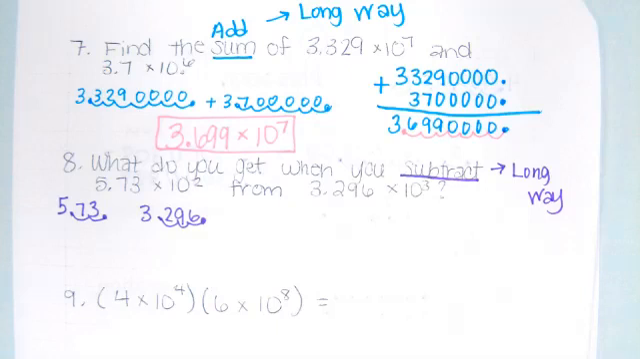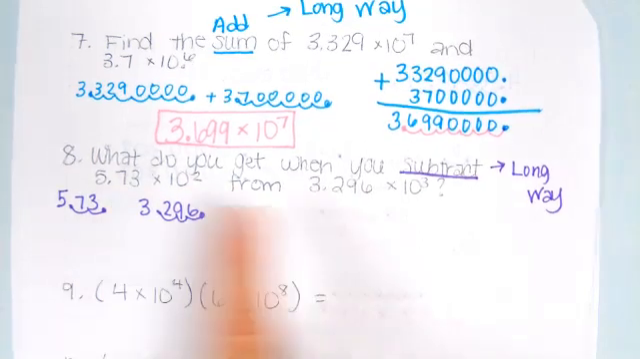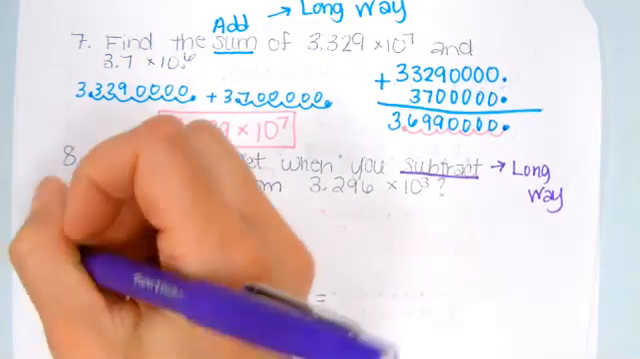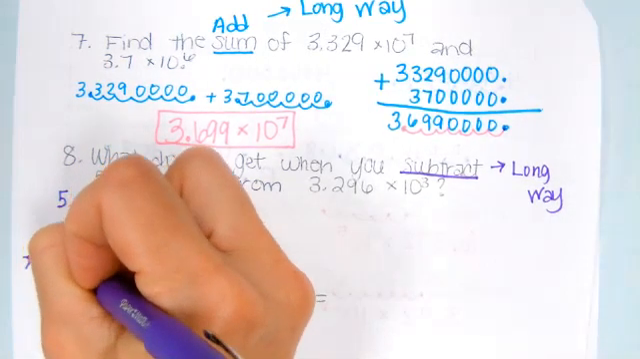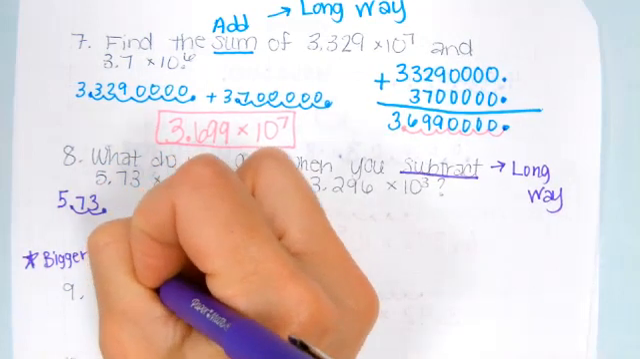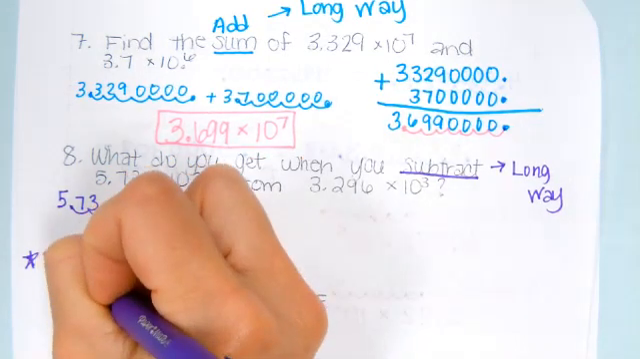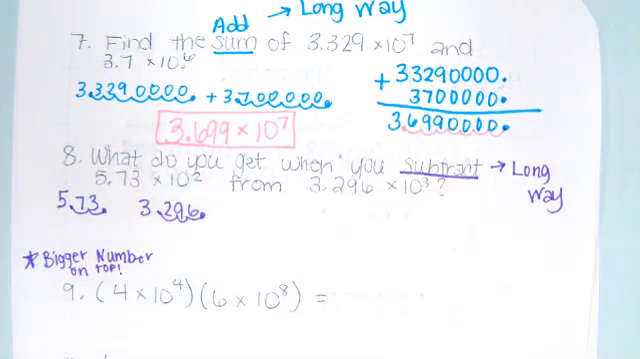Okay, now here's the thing. Which one goes on top this time? Which one, Kingston? The bigger one. For subtraction, you need to start with the bigger number. Otherwise, we're going to get a negative, right? So I know the order was not that, okay? So let's write ourselves a note for subtraction. Bigger number on top. Okay, that needs to happen. I'll bring it down later, okay?